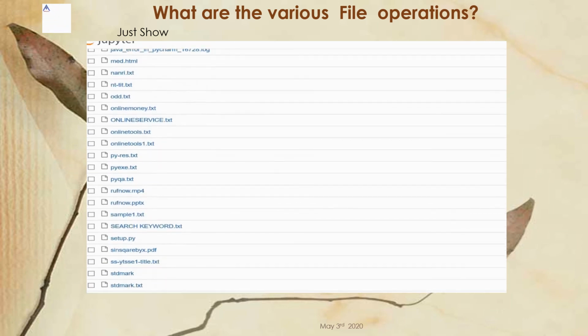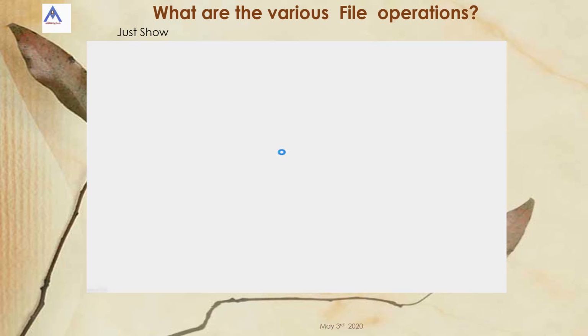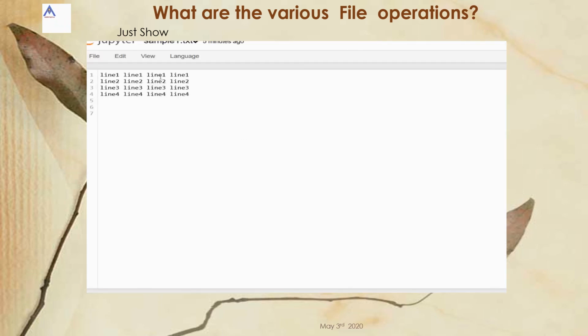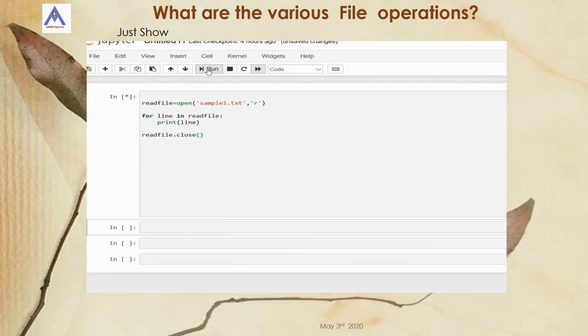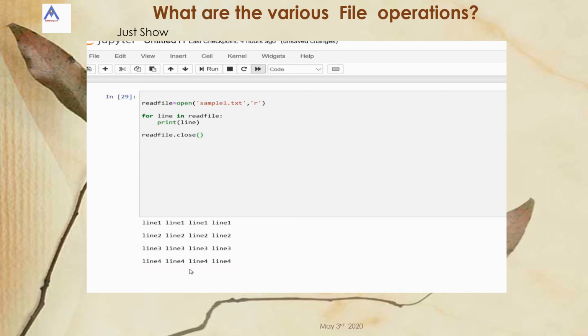So in that sample1.txt, which contains 4 lines of text, like line 1, line 2, line 3, line 4. So 4 lines are there. So now I want to display these 4 lines in my program. So this is the program: print for line in read file, where lines of text are there in the read file. Till that time you print in the loop. After printing you have to close that file, read file dot close. So let me execute the program and see the output.